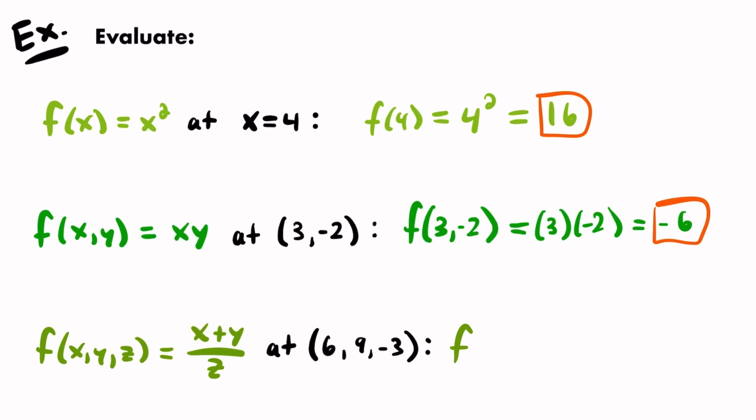So we'll have f of 6, 9, negative 3, and that will be equal to x plus y, so 6 plus 9 in the numerator, and we're dividing by z, which is negative 3. So we'll write down negative 3. Then 6 plus 9 is 15, divided by negative 3 is negative 5. So we get negative 5 as the value of that function for that particular set of values for x, y, and z. Really not too bad. Evaluating multivariable functions is very similar to evaluating a single variable function.